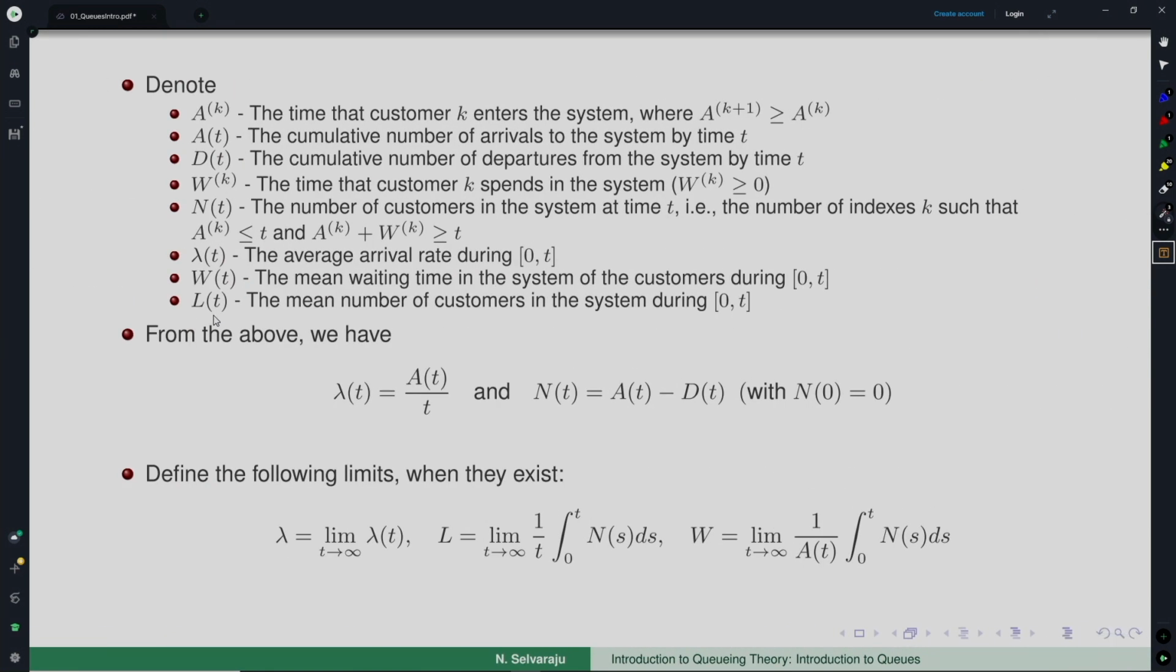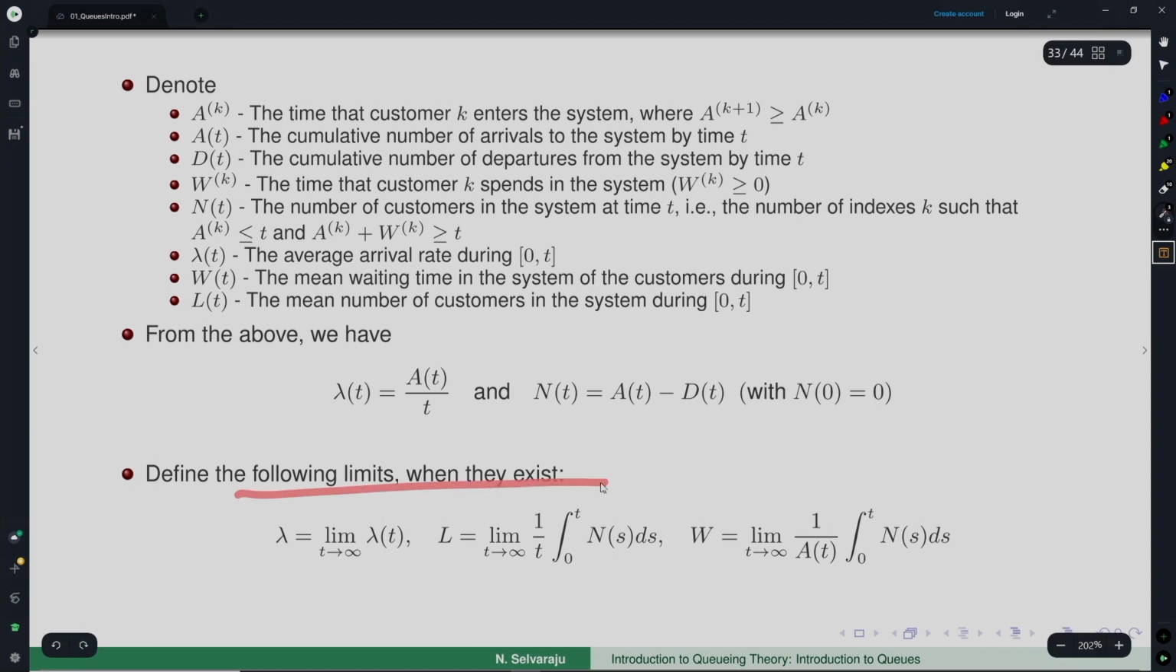Now, from the above, you can see that lambda of t is simply A of t by t, because this will give you the cumulative number of arrivals to the system by time t divided by the time length t. So, this will be the average arrival rate, right, and N of t would be the number of arrivals minus the number of departures. Obviously, we are assuming that the system starts with 0 customers. So, this difference is what N of t would be.